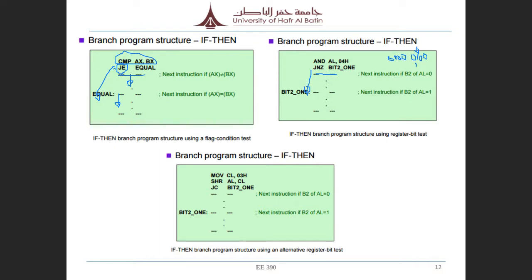All right, there is another kind of structure, the if-then structure again. These are things we already use, but this is a formal discussion. Move CL comma 03h, and then shift right AL comma CL. That means 3 times we do the shift operation on AL. AL is an 8-bit register.